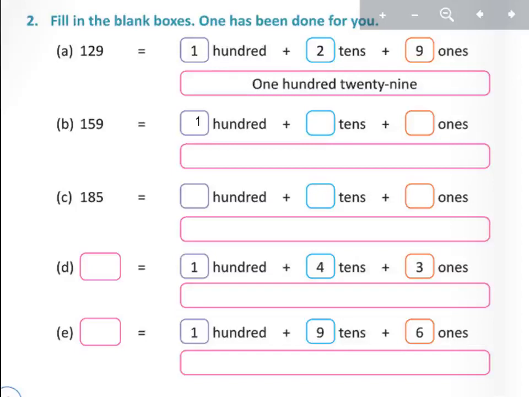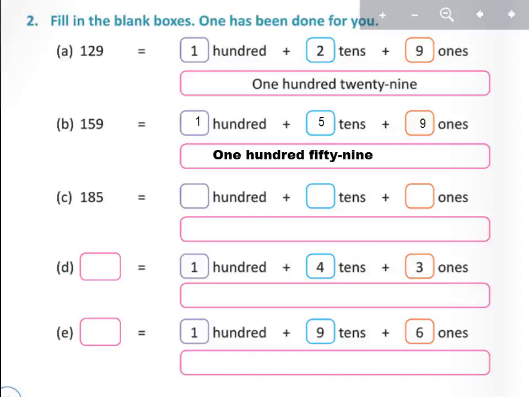Second question, 159. So hundreds place 1. Tens, what will come? 5. And again ones place, the same as the question above, it will be 9. So 159. Just write the digits correctly. What is the number name? 159. So write it.